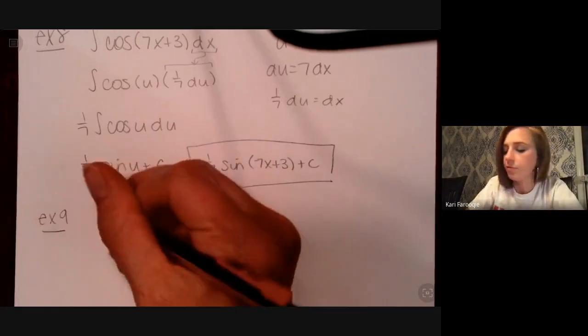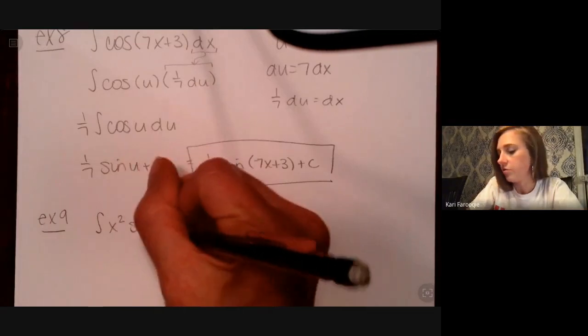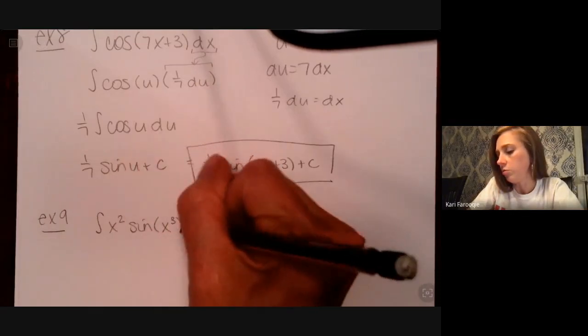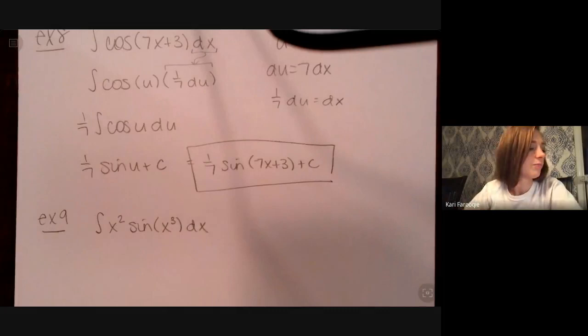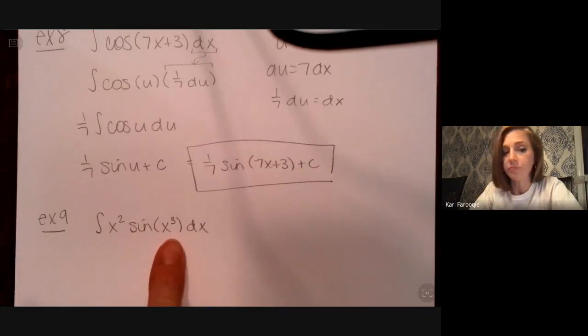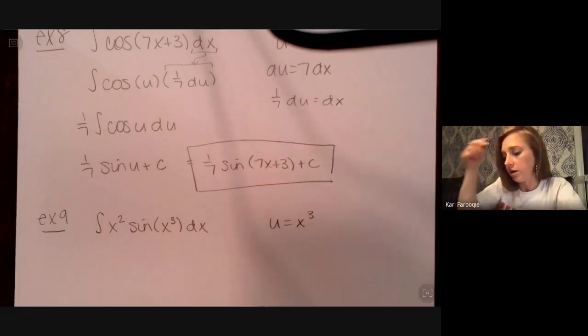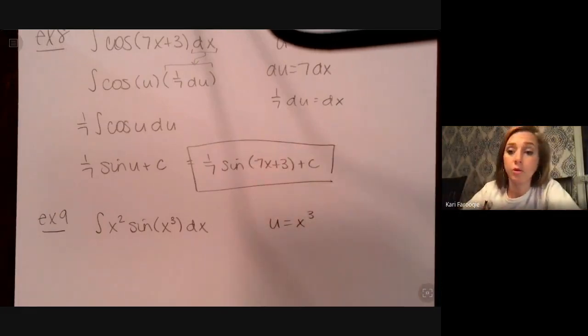Example 9 is the integral of x squared times the sine of x cubed dx. And again, these can be slightly trickier with finding the inside function, but in this case, you're not just taking sine x, you're taking sine of x cubed, which is a function of x. So u is going to be that inside function, x cubed.